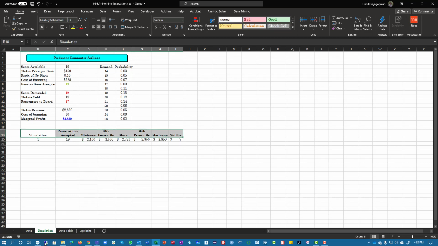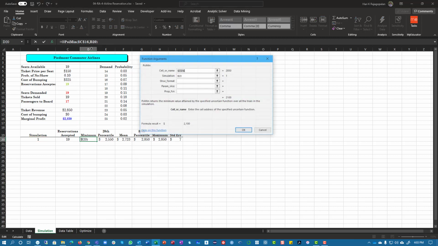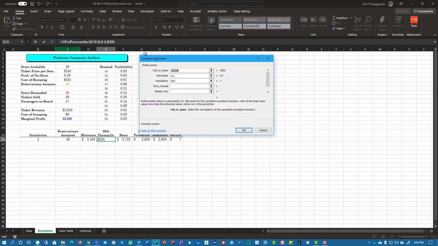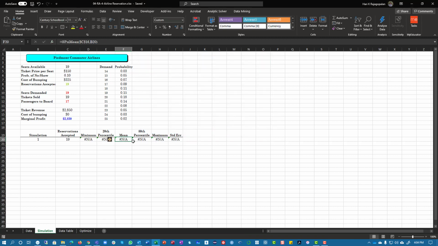Now I've set this up because it makes it easier to convert it to a data table. So in the first simulation, reservations accepted is 19, and I use PSI min, right? You select the PSI output and the simulation number, and it gets the minimum. For the 20th percentile, you put 20% and the simulation number. You get the mean. You can even get the 50th percentile to get the median, and the 80th percentile here. You can see, so here's the mean. You can get the standard error, right? You can even build confidence intervals if you want to. It's pretty easy, so you already know how to do this.